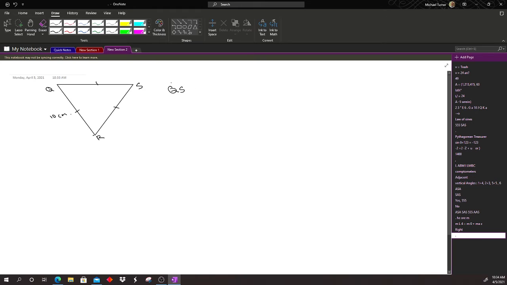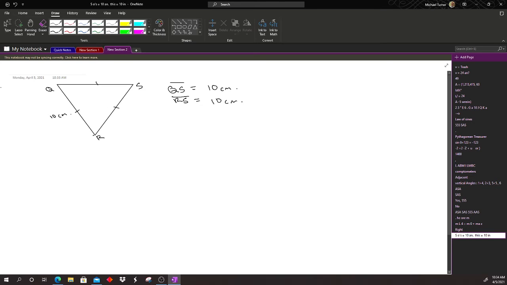Well, what's the length of QS? If it's equilateral, it's also 10 centimeters. What's the measurement of RS? It's equilateral, so it's also 10 centimeters. Now, you can have similar problems with the angle measurements.